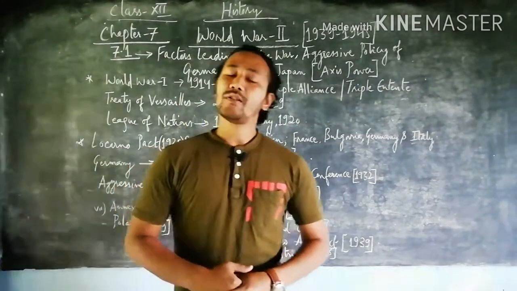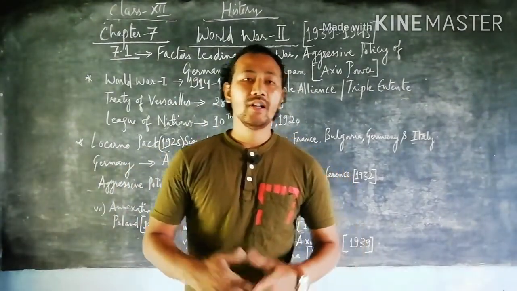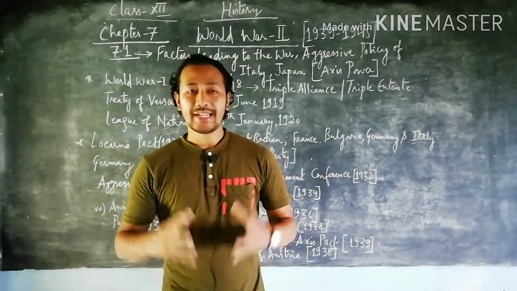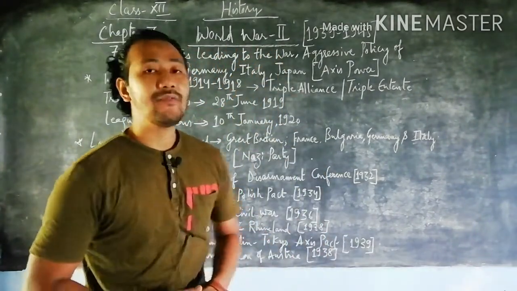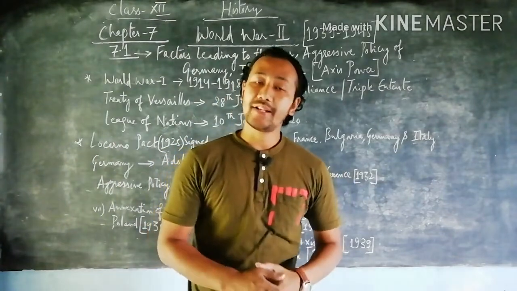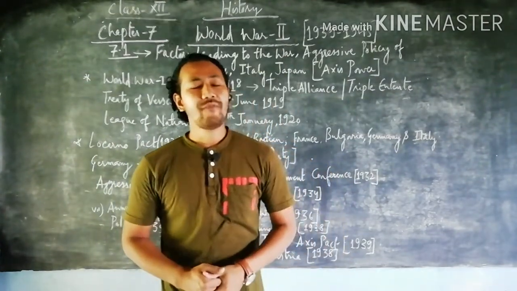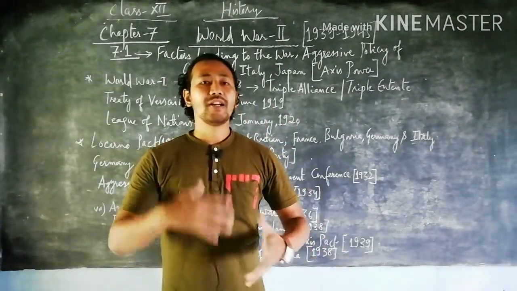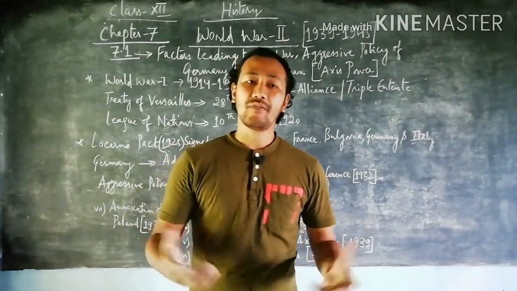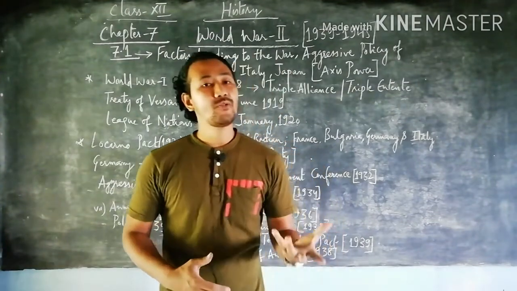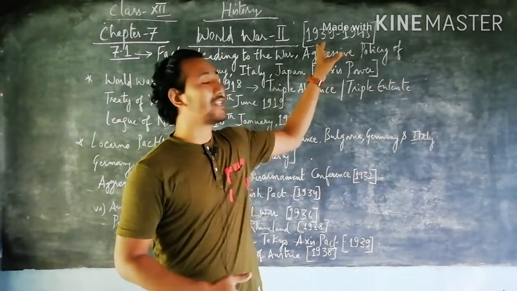So again, in today's online class we'll be focusing on your international or contemporary history, with chapter number 7, that is known as World War II, from the year 1939 to 1945. If we go to the background of the Second World War, what were the main reasons that ultimately led to the rise of a new world war that mainly took place in the year 1939?